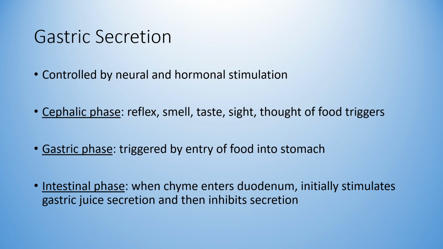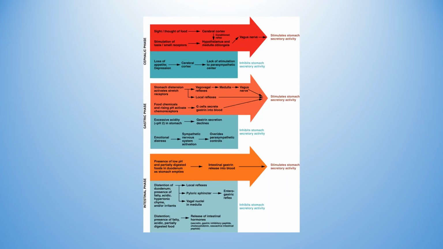So when you first see food, there starts the secretion, but then it's going to be amplified when the food actually enters into the stomach. When the chyme enters into the duodenum, you have the intestinal phase now of gastric secretion. So initially that's going to stimulate gastric juice secretion, but then it's going to inhibit it. And this just shows the three different phases of how you're stimulating the different activity and then different things that can inhibit.